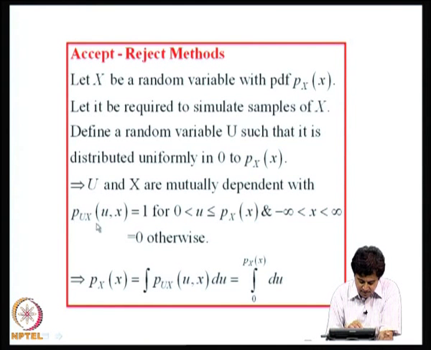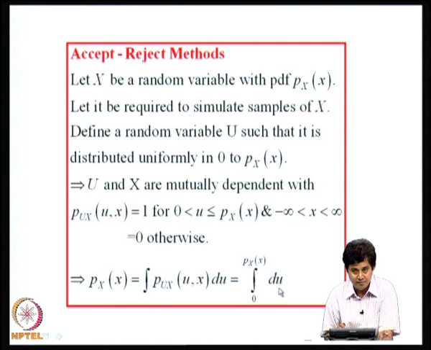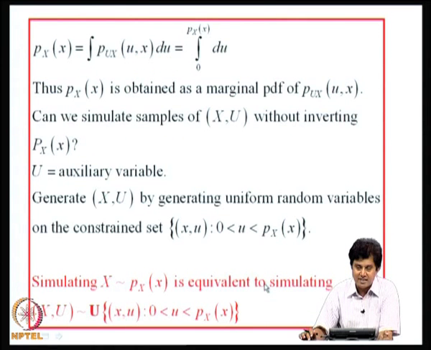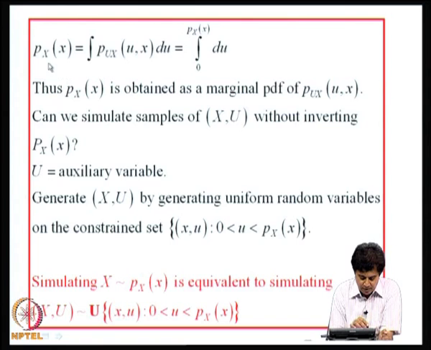How do we get the marginal density function of x from this? You have to integrate with respect to u. Now, u is 1 whenever it takes values from 0 to p_x(x), therefore it is the integral from 0 to p_x(x) of du. So, p_x(x) equals the integral from 0 to p_x(x) of du. It is a very profound result, quite simple to understand, but it has very deep implications. So, let us look at this again. Thus, p_x(x) is obtained as a marginal probability density function of p(u,x).